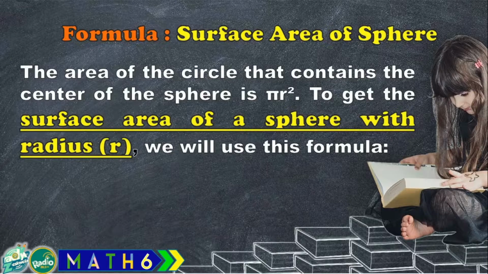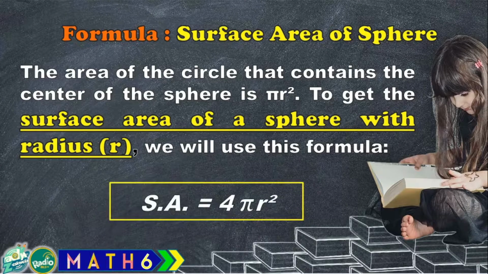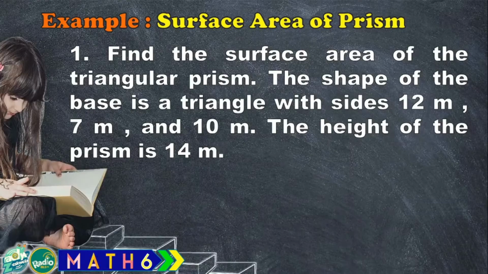But how about the surface area of a sphere? Well, the area of the circle that contains the center of the sphere is pi r squared. And to get the surface area of a sphere with radius r, we will use this formula. And that formula is surface area equals 4 pi r squared. Now let's consider these examples.